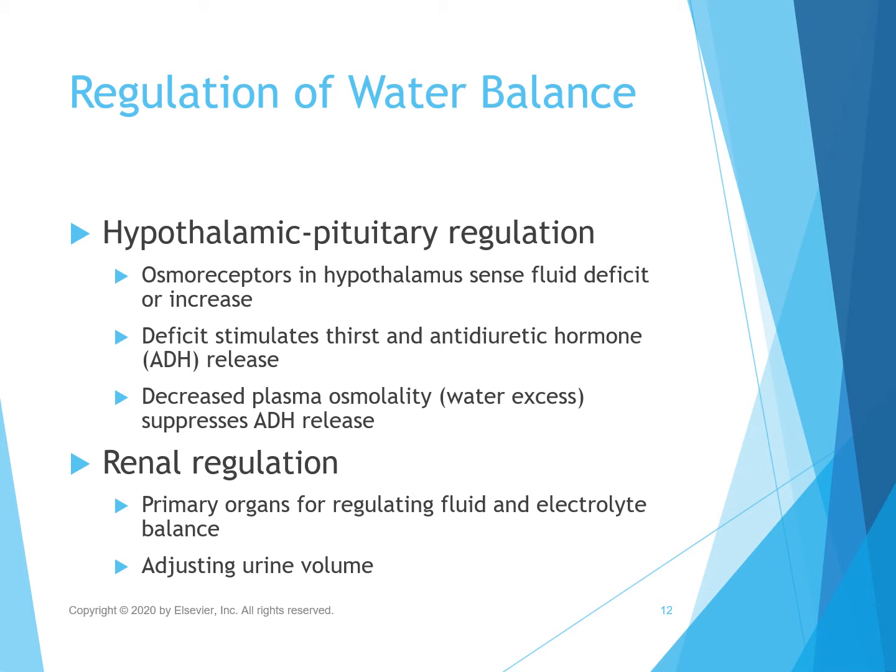The renal regulation is very important because your kidneys are your primary organs for regulating fluid and electrolyte balance, and they adjust urine volume accordingly. The average adult makes about 1.5 liters of urine a day. And you can check the renal function pretty quickly in your patient by looking at their BUN, their creatinine, and their GFR, their glomerular filtration rate.